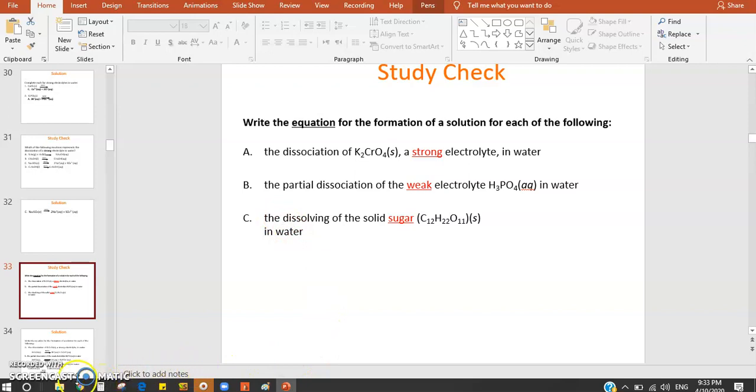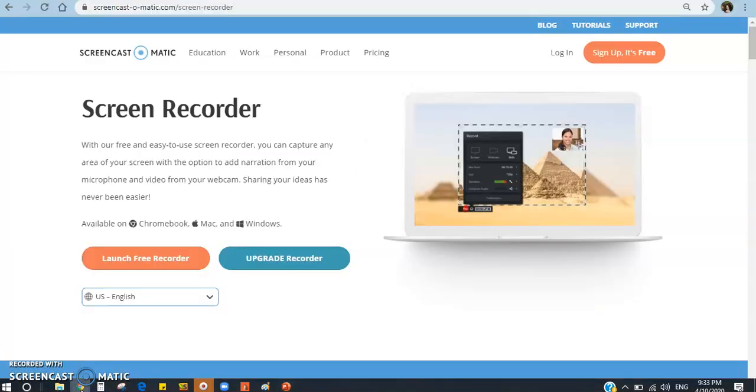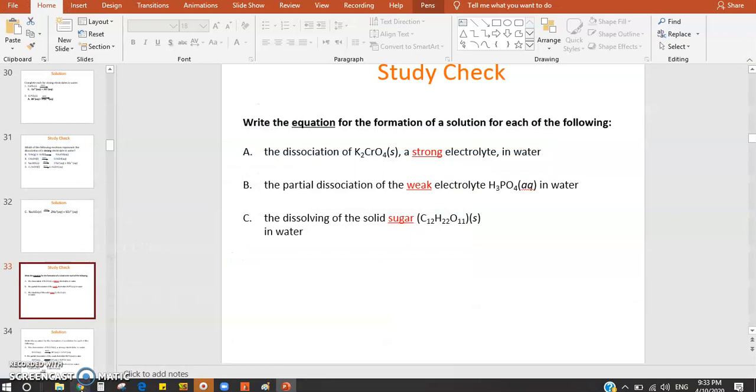So let's try to write the equation. Here in A, it says K2CrO4, which is known as a strong electrolyte. And then partial dissociation of the weak electrolyte H3PO4. And then dissolving of the solid sugar C12H22O11 in water. So let's start with writing the molecules.